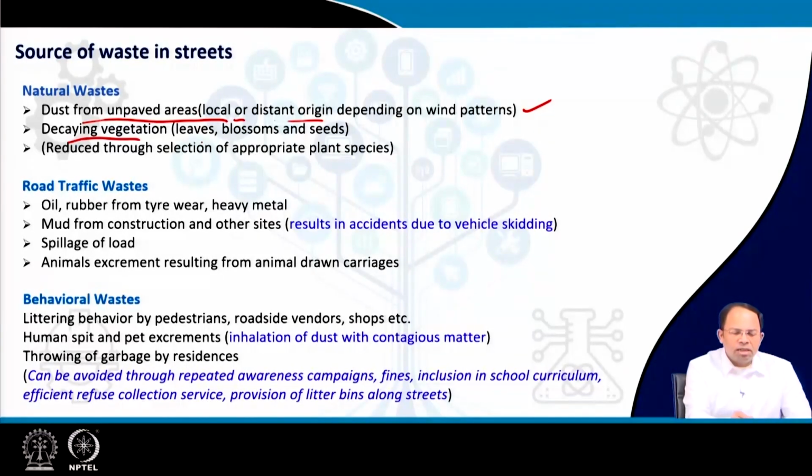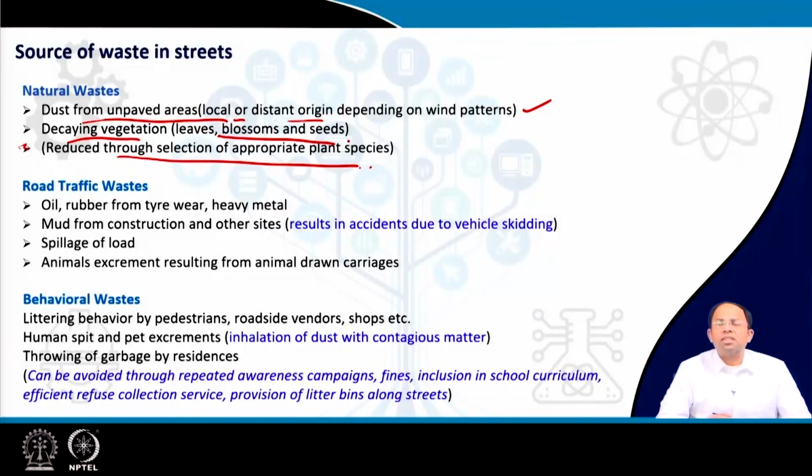Then decaying vegetation, leaves, blossoms and seeds from plants which are planted along the streets, they fall on the ground and that is what needs to be collected. But this part could definitely be reduced because we can select appropriate plant species which don't shed their leaves very often. Maybe perennial trees instead of deciduous trees, which shed their leaves during winter or some other seasons. So accordingly we can choose vegetation which is long lasting and will not shed leaves so much.